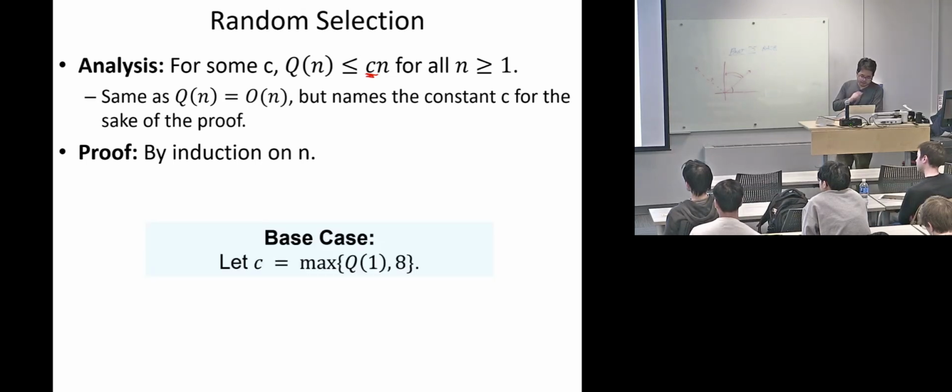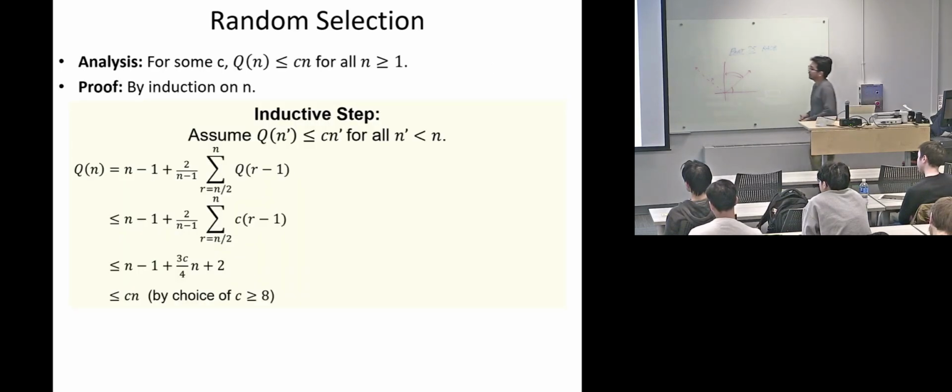Where the base case c is big enough, just choose c to be big enough, bigger than q1 and some other number 8. Okay, so q1 is less than c trivially, so we are done. And for the inductive step, now it's just a sum calculation. It's nothing much. I just do the calculation.